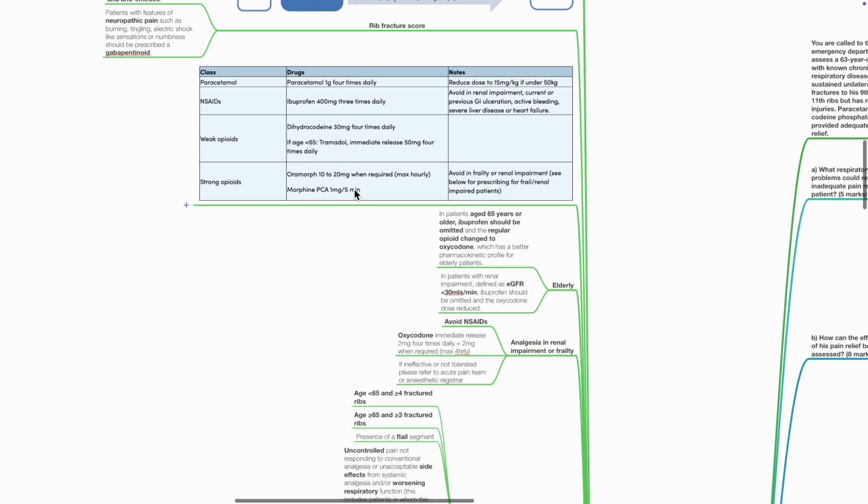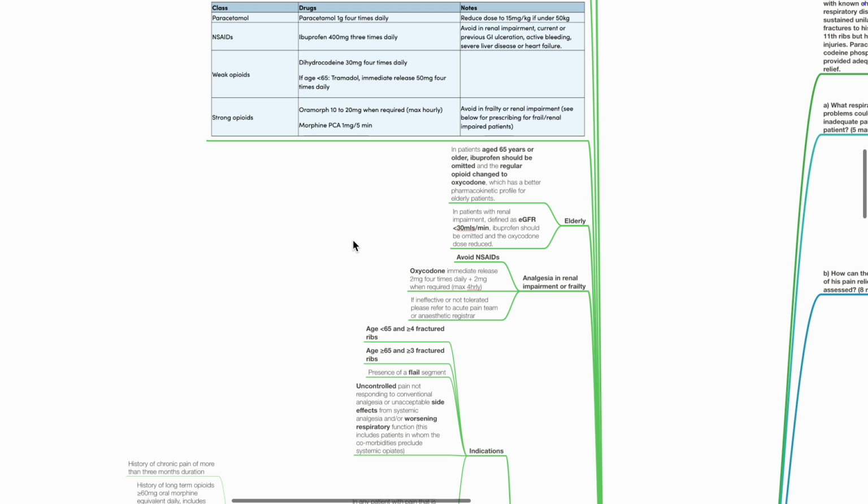In patients aged 65 or more, ibuprofen should be omitted and regular opioid changed to oxycodone, which has a better pharmacokinetic profile for the elderly. In patients with eGFR less than 30, ibuprofen should be omitted and oxycodone dose reduced. For those with renal impairment or frailty, avoid NSAIDs, oxycodone immediate release, 2 mg 4 times daily, plus 2 mg when required, maximum 4 hourly.